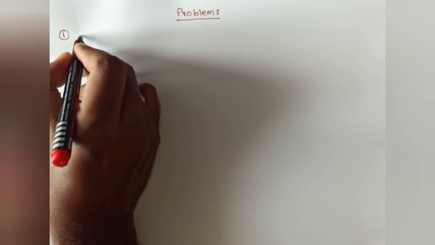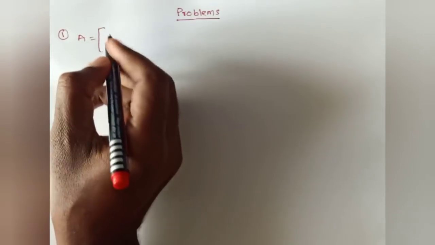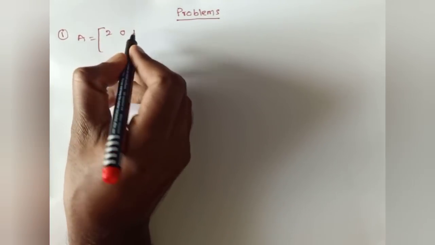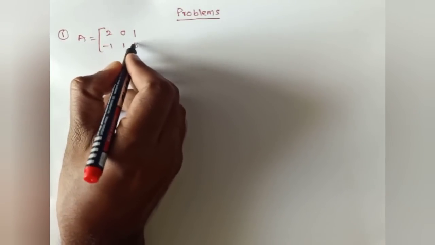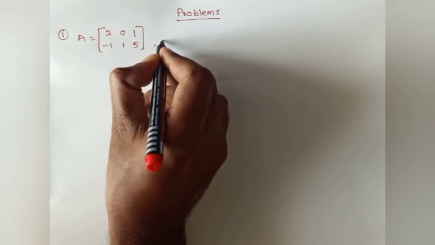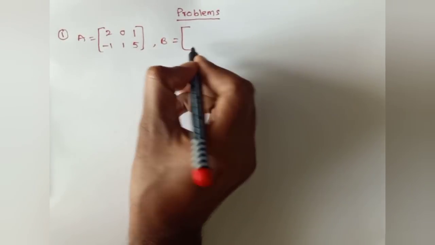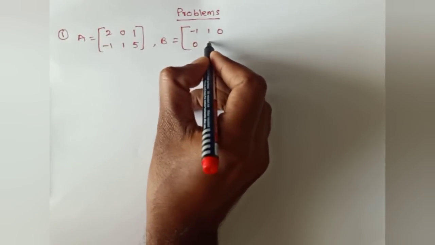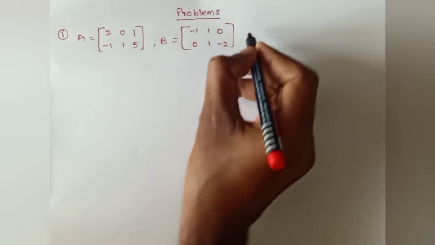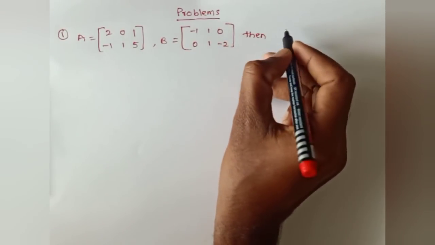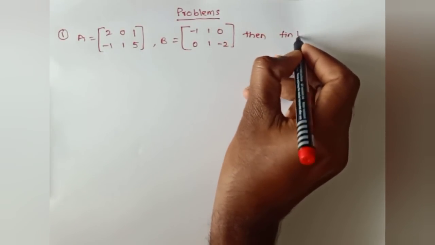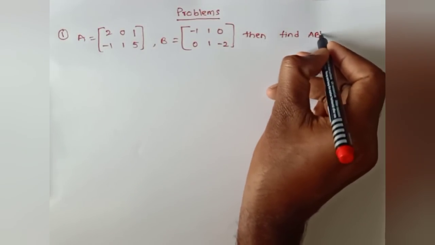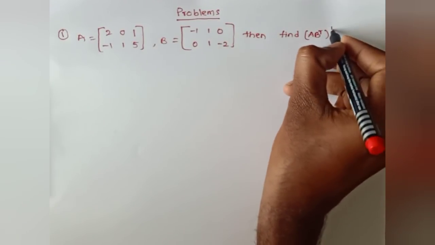So let's see some problems regarding the transpose. The first one: A is equal to 2 0 1, minus 1 1 5, and B is equal to minus 1 1 0, 0 1 minus 2. Then find AB transpose whole transpose.